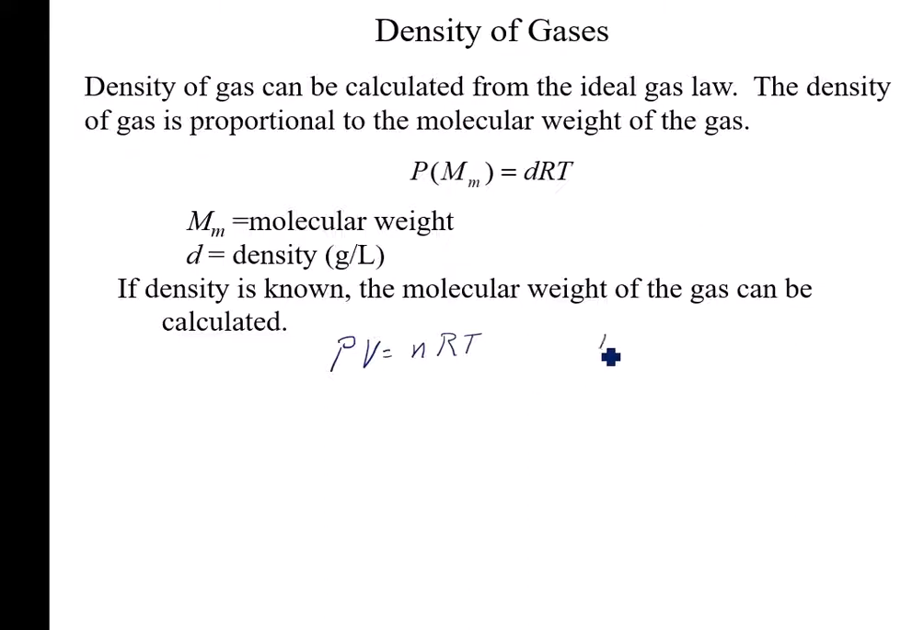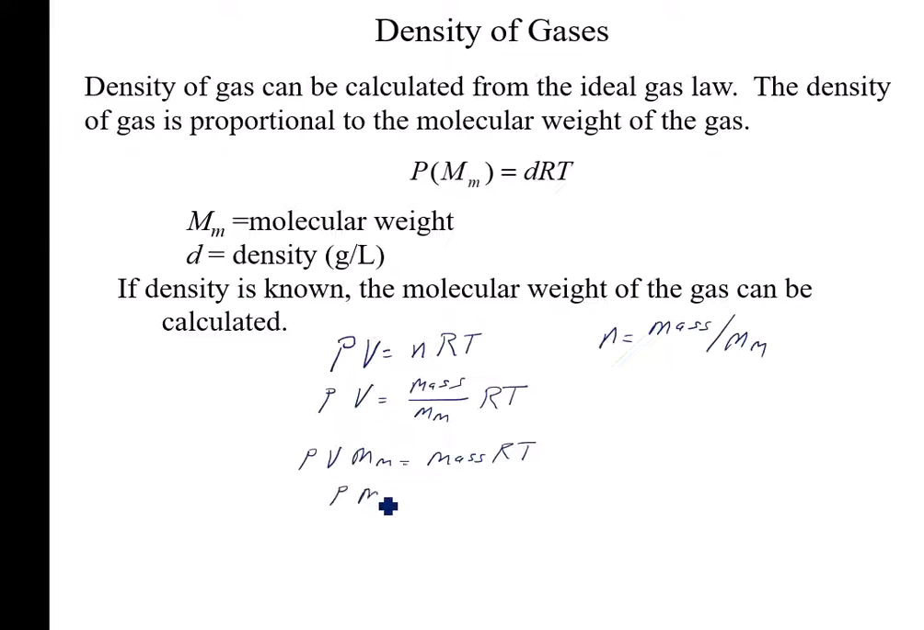Okay, n, as I showed in the previous video, is mass divided by molar mass. So if I substitute that in, pressure times volume is equal to mass divided by molar mass, RT. Get rid of the fractions, so I have pressure times volume times molar mass is mass RT. And then I divide both sides by the volume, so I get pressure times molar mass is equal to mass divided by V, RT. And then density is mass divided by volume.